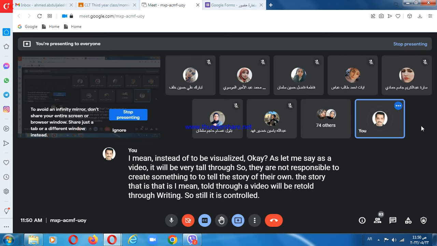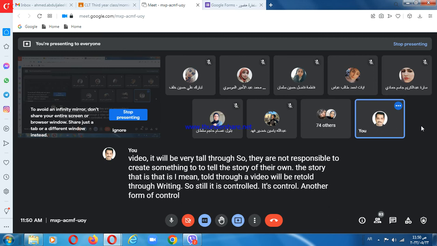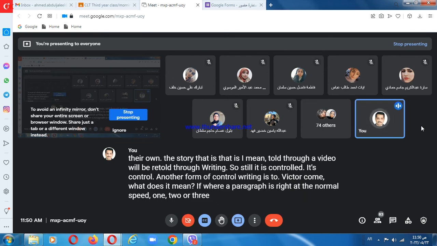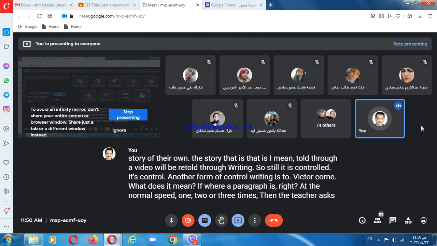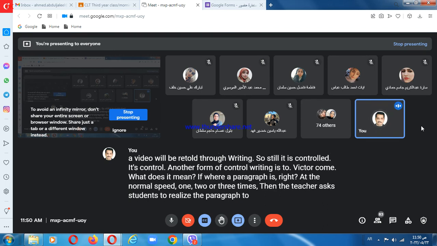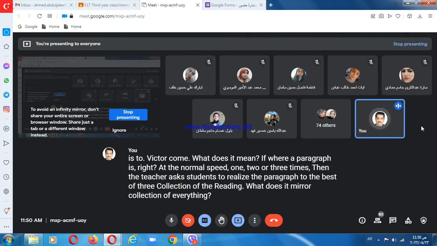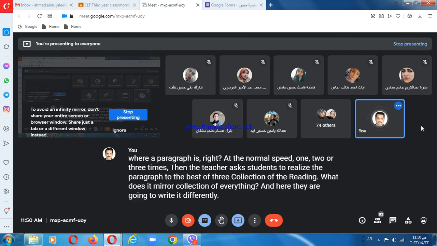It is controlled writing. Another form of controlled writing is dictocomp. What does it mean, dictocomp? A paragraph is read at a normal speed, usually 2 or 3 times, then the teacher asks students to rewrite the paragraph to the best of their recollection of the reading. What does it mean, recollection of the reading? Here they are going to write it differently, not exactly the same. The way that they remember.